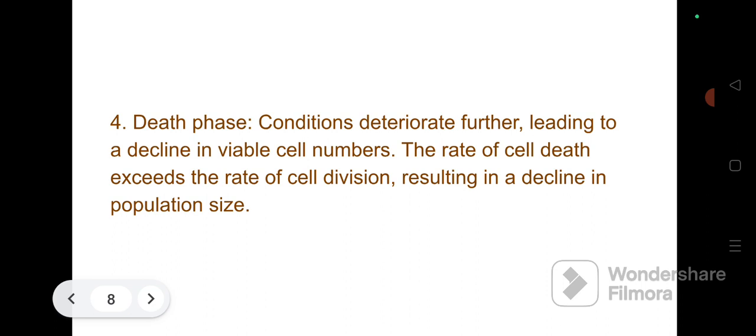In the death phase, new cells may be formed, but the rate of formation of new cells is less than the rate of dying of the cells, because of which the net number of cells goes on decreasing. As you can see from the graph, the log of number of cells goes on decreasing. So these are the four main phases: lag phase, log phase, stationary phase, and death phase.